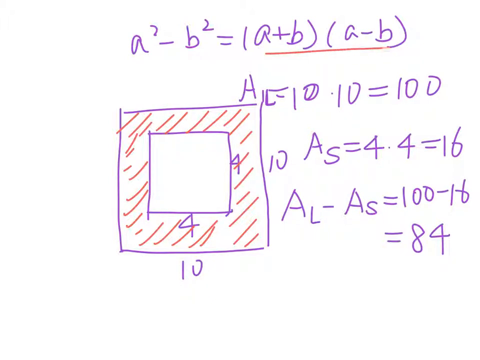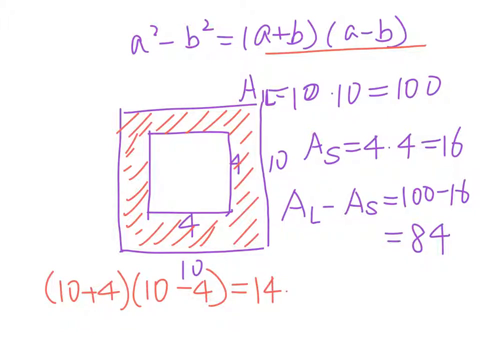Now, let's use this formula here and plug in these numbers. So I have 10 plus 4 times 10 minus 4. And that's 10 plus 4 is 14. 10 minus 4 is 6. I multiply them out. I have exactly the same number. See that? This formula is called difference of squares precisely because of this whole shaded area, where it equals the larger square minus the smaller square. Okay? And in fact, you can prove it. I'm not going to do it here. If we call the outside length A, the inside length B, you can actually prove this difference of squares theory. Okay, thank you guys.